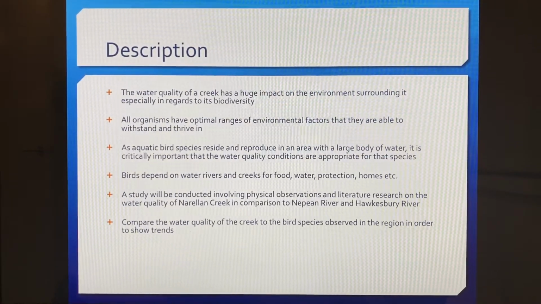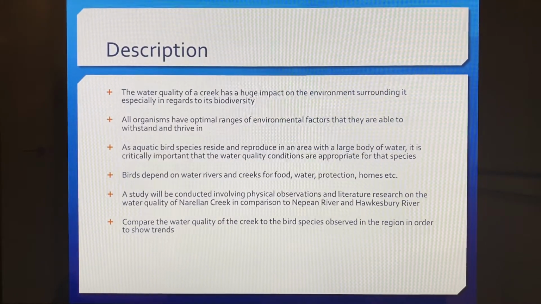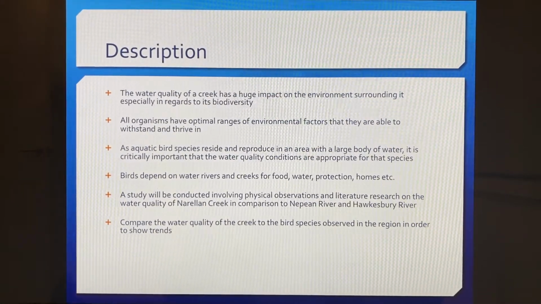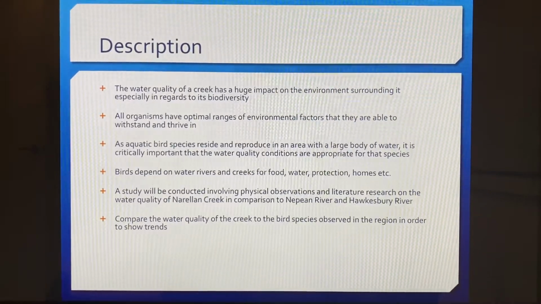It is apparent that there is a lack of aquatic birds in the Narellan region in comparison to those viewed and documented in the Hawkesbury Nepean zones. It is possible that this is due to the water quality of the surrounding rivers and creeks, especially if they are in poor condition.